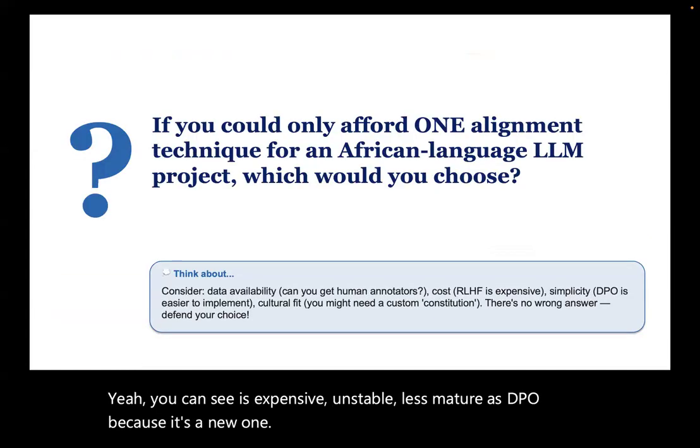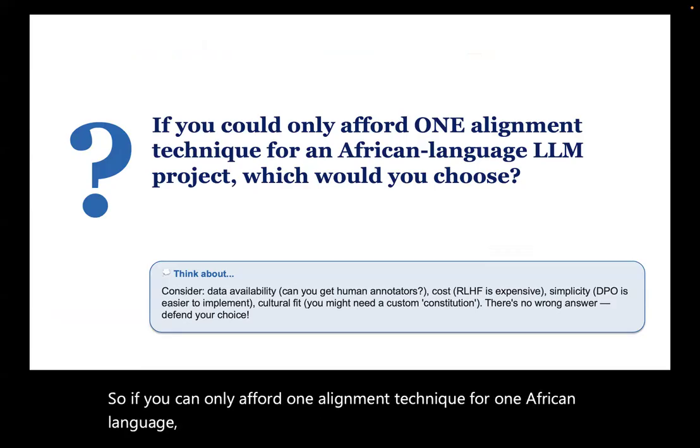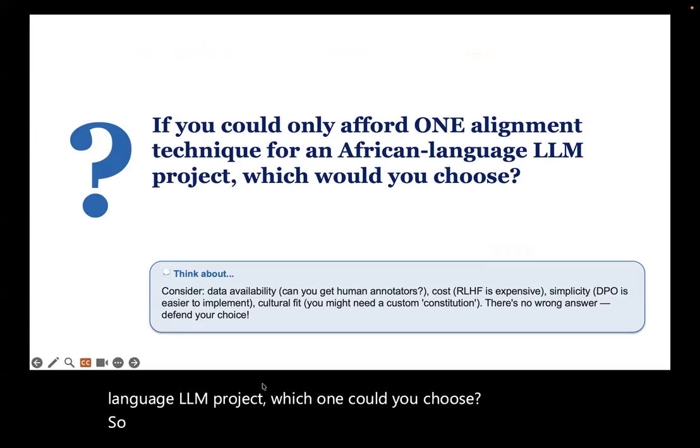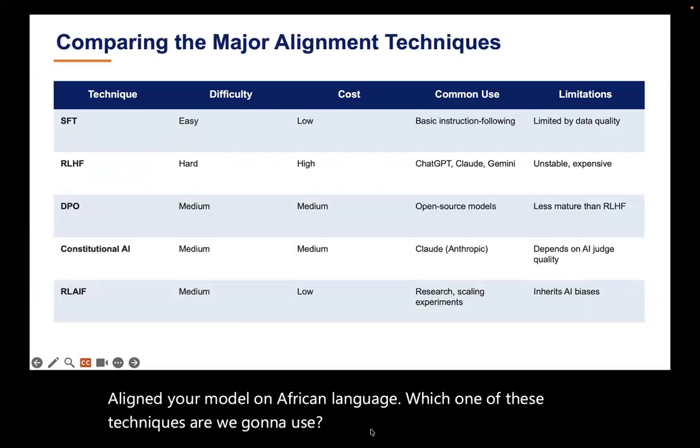So if you could only afford one alignment technique for an African language LLM project, which one would you choose? So let's assume that you are a researcher and you want to align your model on African languages. Which one of these techniques are we going to use? Can anybody give us an answer or your preference?